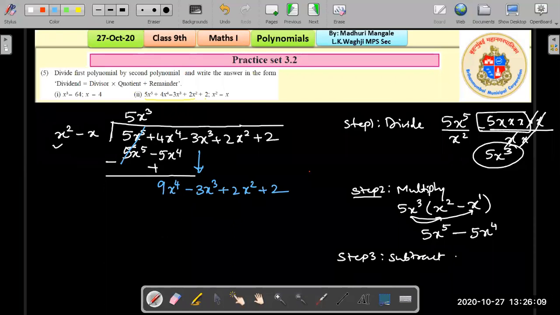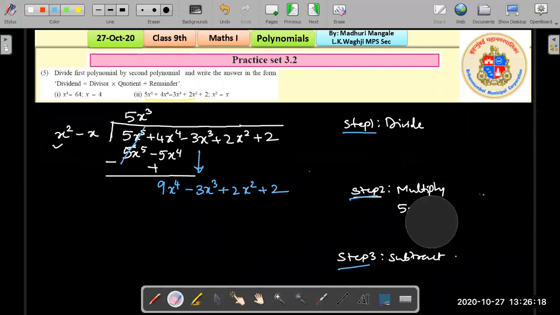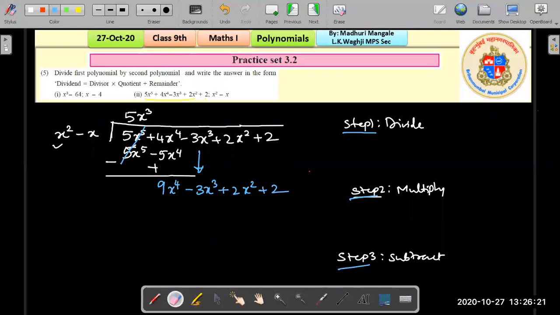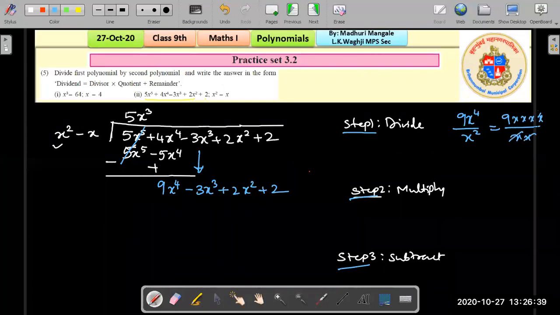What are we going to do? We are going to repeat the same steps: divide, multiply, and subtract. So dividing the first term by the first term. What is the first term here? The first term is 9x raised to 4. So 9x raised to 4 divided by the first term over here, that is x squared. So 9x raised to 4 divided by x squared, just to simplify, the two x's get crossed out, we are left with 9x squared. So this goes at the top, plus 9x squared, and then step 2, we multiply.